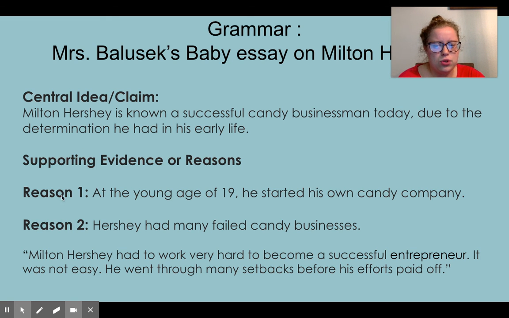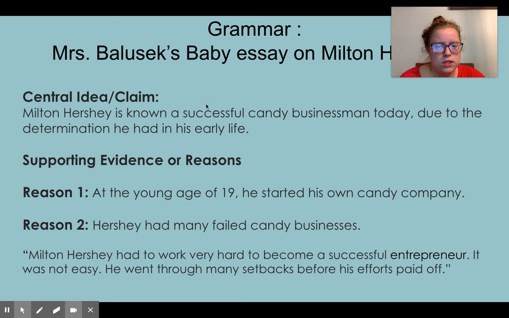Then I want you to think about two reasons that support this claim, or your central idea. So my claim is that he's successful. So my two reasons should be evidence from what I read about him being successful. My first reason is at the young age of 19, he started his own candy company. Guys, I don't know about you, but typical 19-year-olds are graduating high school or about to graduate high school. So for him to be that young and start his own company, that is huge. And that definitely goes with him being successful.